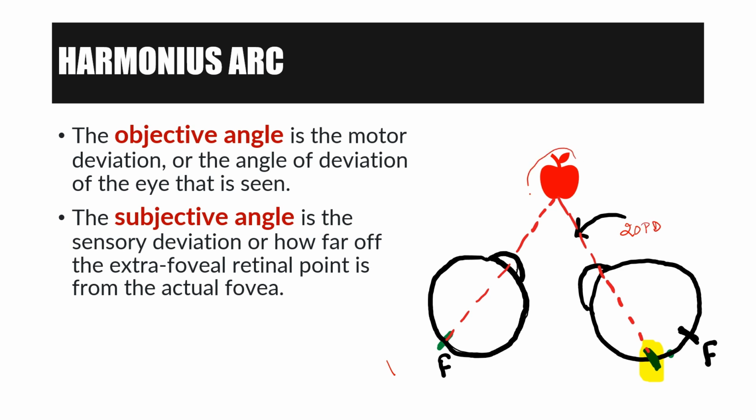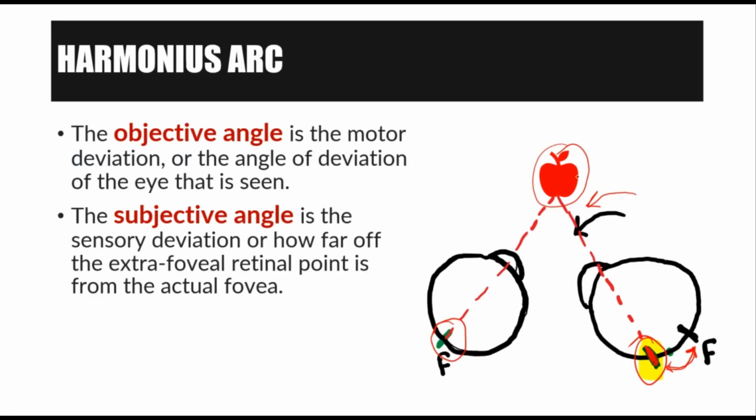Now, the rays from this object, which is an apple over here, are falling on this point on the retina, which is situated on the nasal retina, right? Let us assume that the fovea of the other eye is developing correspondence with this point on which the rays from the object are being projected, right? And that is exactly what is meant by abnormal retinal correspondence. The distance between this point and the fovea of the deviated eye is known as the subjective angle. So the subjective angle is a sensory deviation, or how far off the extrafoveal retinal point is from the actual fovea.